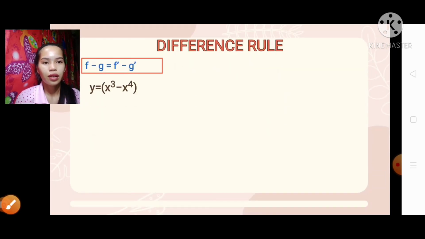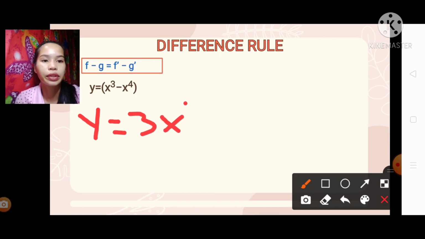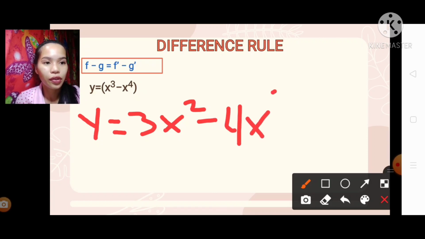Next, we have the difference rule. The difference rule says that the derivative of f minus g is equal to f prime minus g prime. y prime equals, the derivative of x cubed is 3x squared, minus, because in a difference we have a minus sign, 4 minus 1, that is 3, 4x cubed. So that's the final answer.